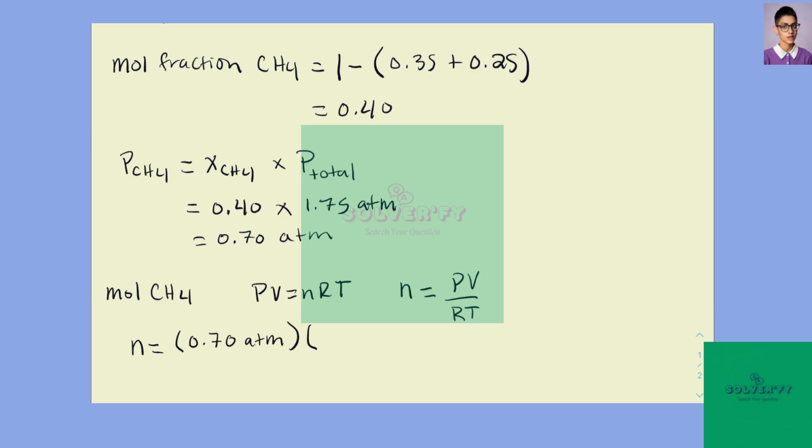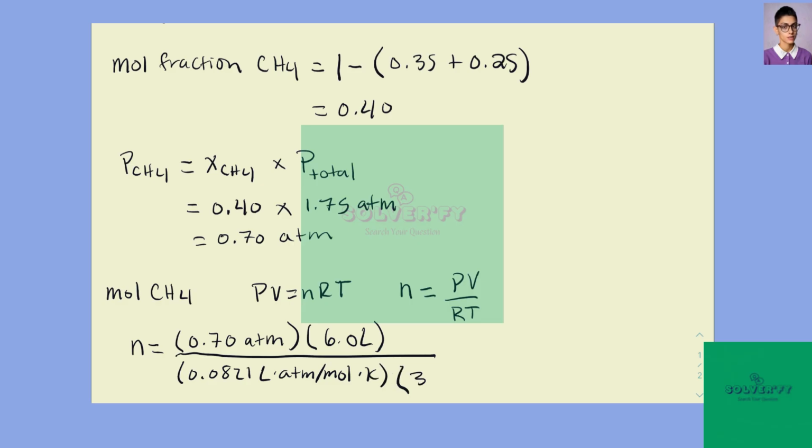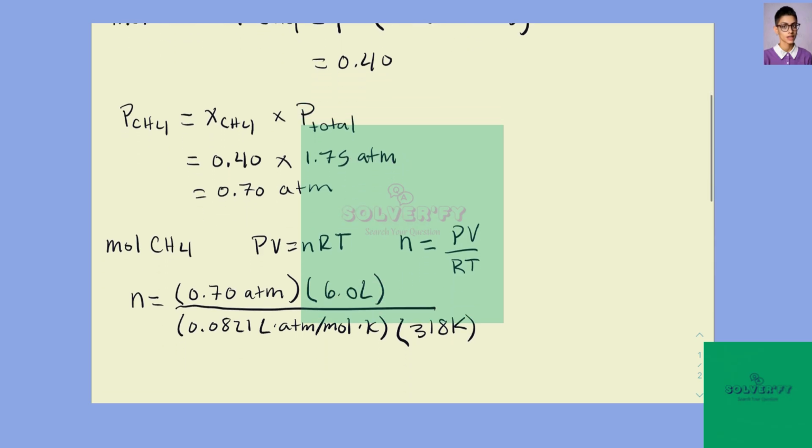Now our moles is going to equal our partial pressure for methane, 0.70 atmospheres, times the volume of the container, which is 6 liters, divided by the R value. I'm just going to use R equal to 0.0821 liter atmosphere per mole Kelvin, times the temperature, which is 318 Kelvin. So our moles is going to be 0.161 moles of methane.